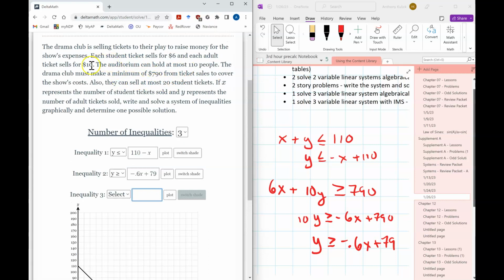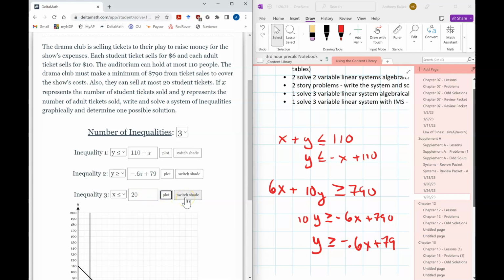3 things going on here, right? There's the size of the auditorium, the amount of money we need to make, and then this last one we can sell at most 20 student tickets. So again, X is the student tickets. So X has to be less than or equal to 20.